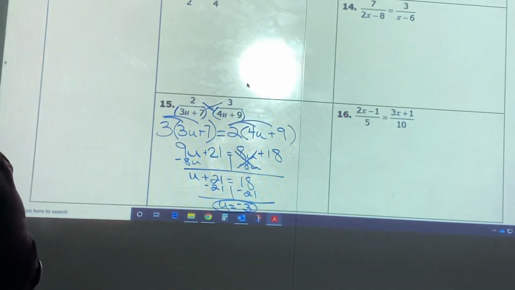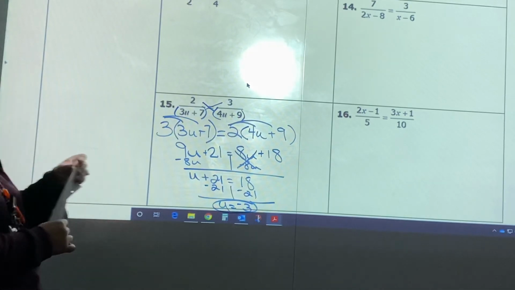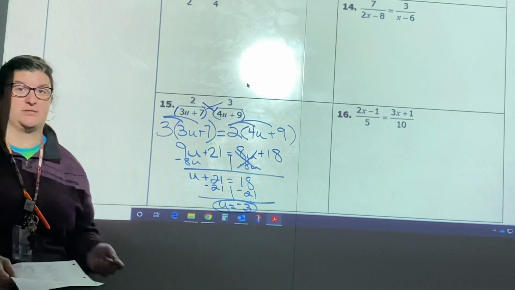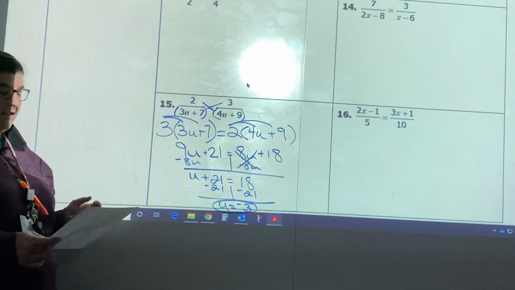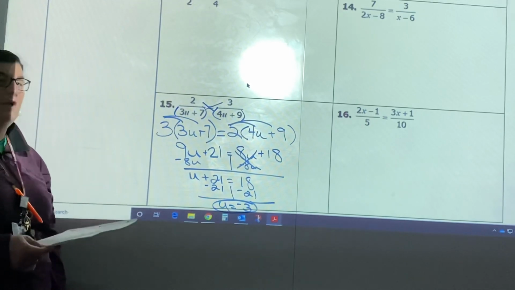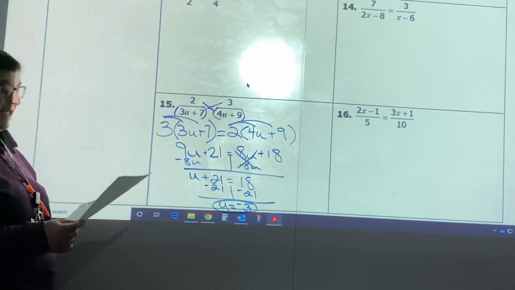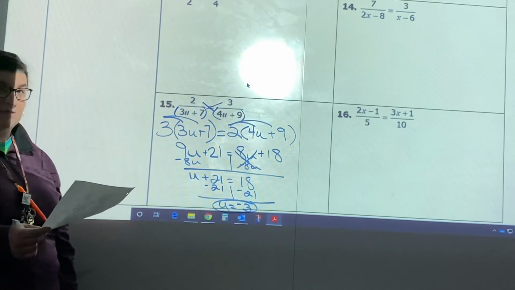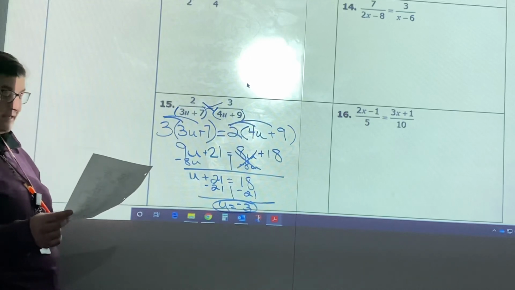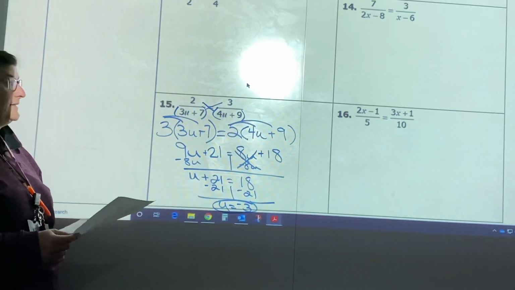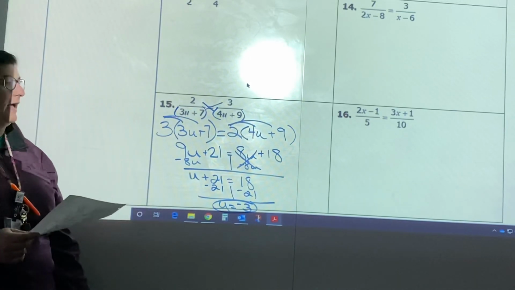All right? So looking at number 8, the answer is r equals negative 8. The answer for 10 is k equals negative 14. The answer for 12 is h equals negative 21. 14 is x equals 18. And 16, x equals 3.